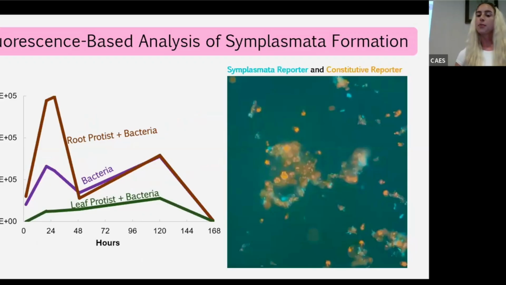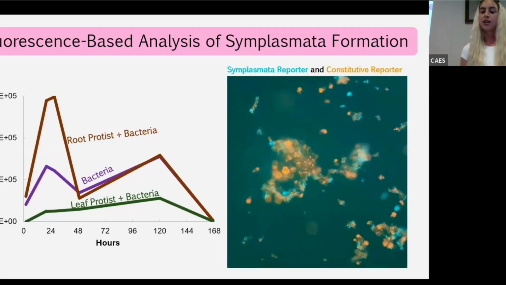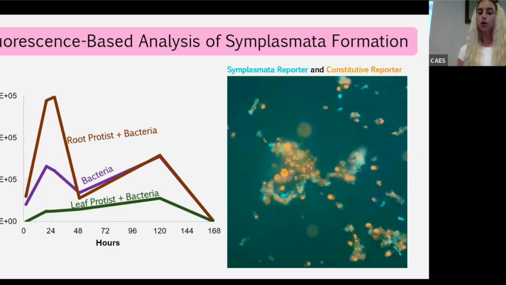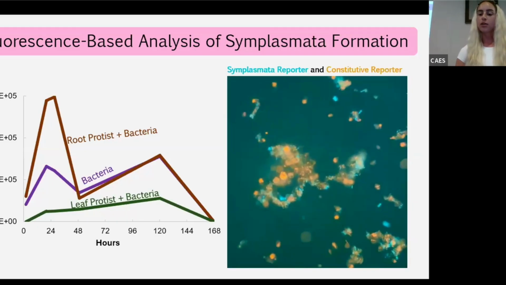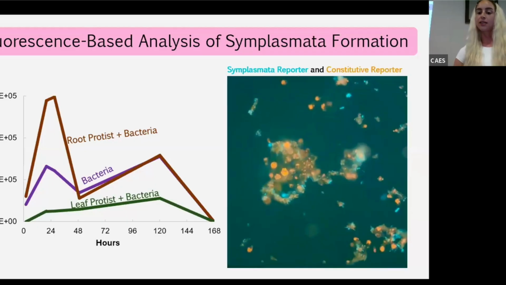For one of my experiments, I used a constitutive red reporter and mixed it with a GFP-labeled symplasmata reporter. This setup caused all of the single bacterial cells to glow red and the symplasmata to glow green. The graph indicates that the root protist emitted more green fluorescence than the leaf protists. This is because more symplasmata formed with the root protists, possibly to protect themselves from predation, while the leaf protists inhibited symplasmata growth and consumed more bacteria. Therefore, it had less green emission.